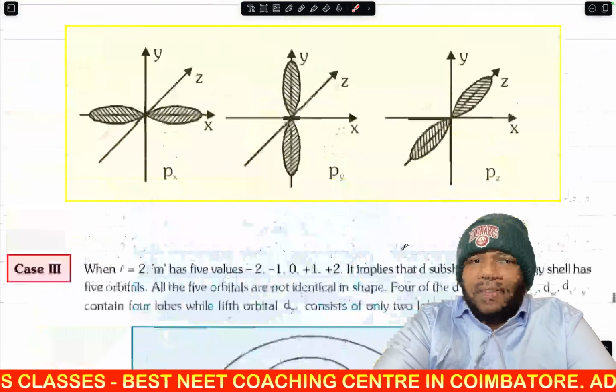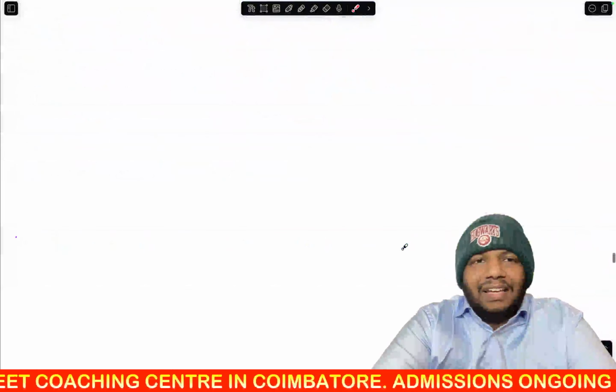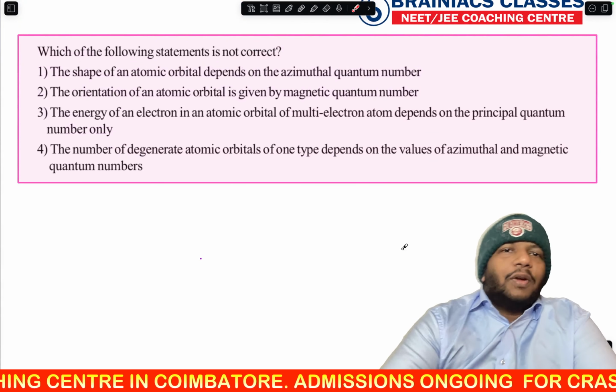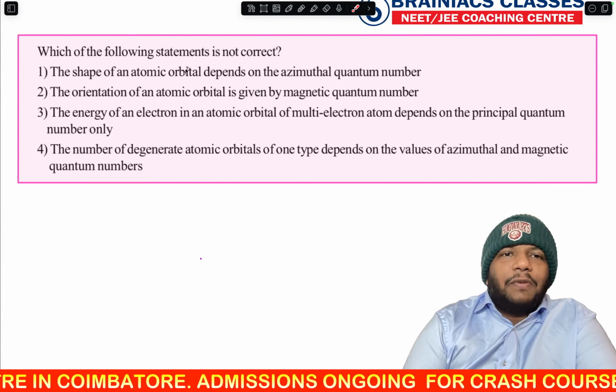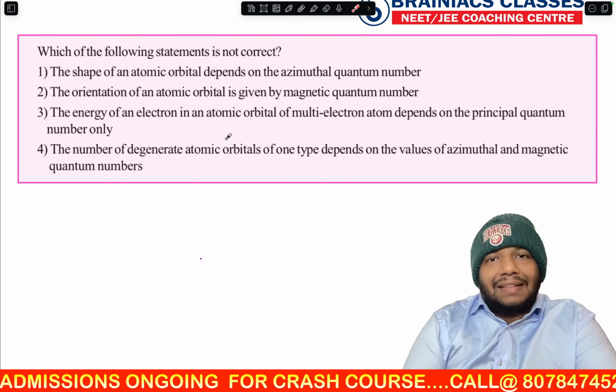Now let's try to answer this question. It would be very easy for you. Which of the following statements is not correct? The shape of an atomic orbital depends upon the azimuthal quantum number.